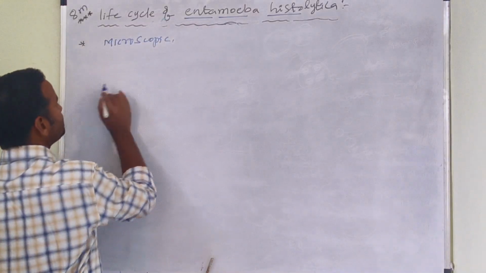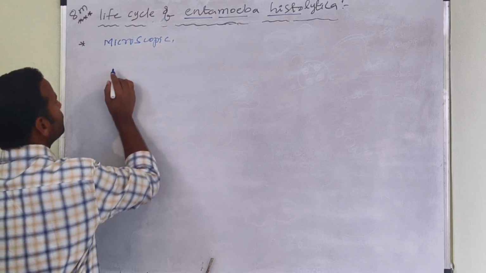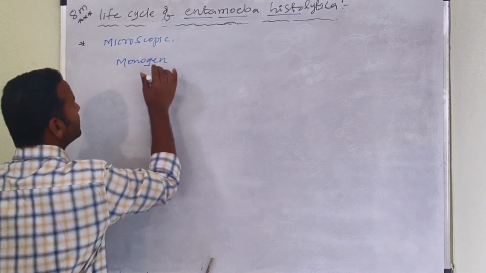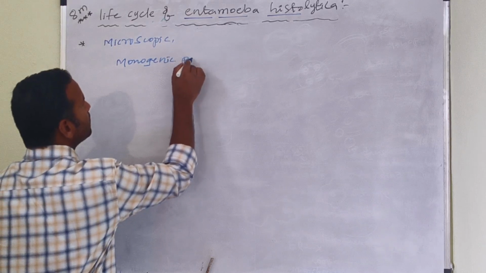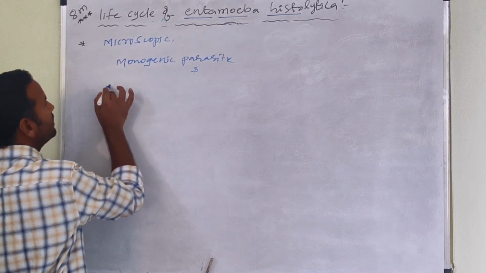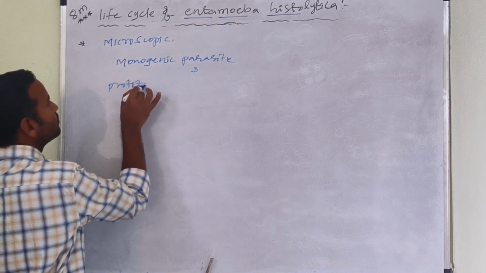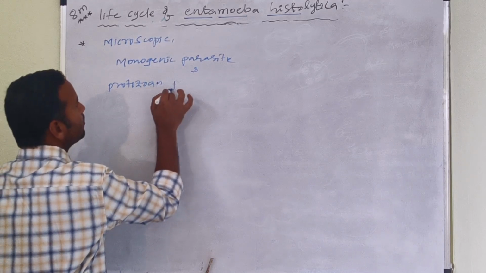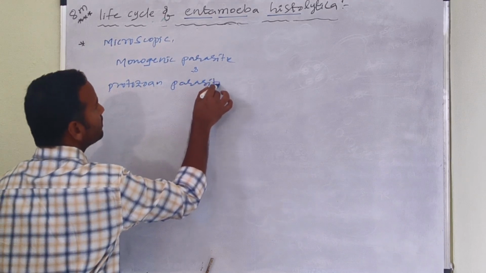Now come to the points. It is a microscopic organism. And the next one is a monogenetic parasite. And it belongs to the protozoa. That's why it is a protozoan parasite. Now look at the board.